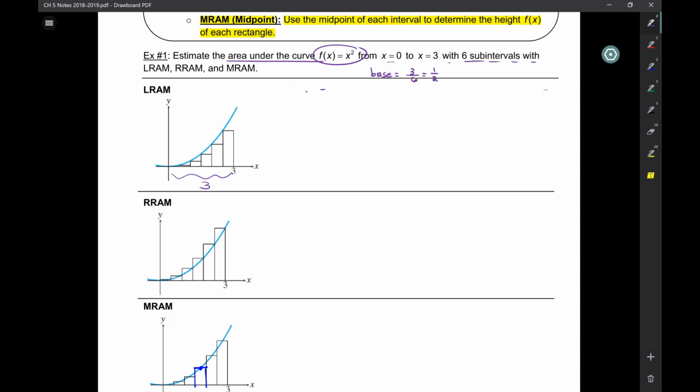So now essentially here's what we're going to do. How many rectangles are underneath here? 6. So we're going to have to find the area of 6 rectangles and add them to each other. So if it's LRAM, for each rectangle, we have to multiply base times height. So here's how it's going to look.